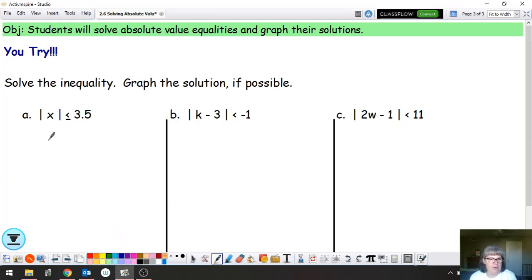A is just that very basic one. Absolute value of x is less than or equal to 3.5. So what values have a distance that is less than or equal to 3.5? Well, that will be every number in between positive 3.5 and negative 3.5. So it's just as simple as writing that compound inequality, and then the graph has the two values.